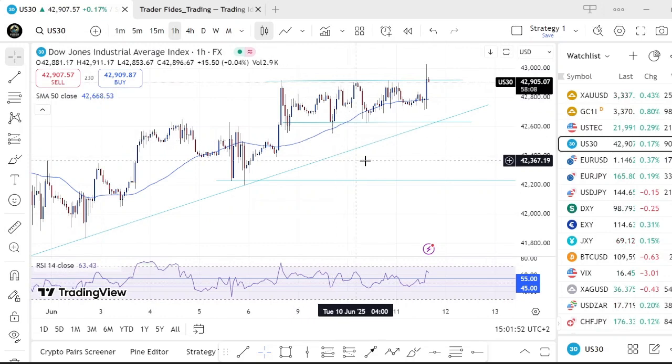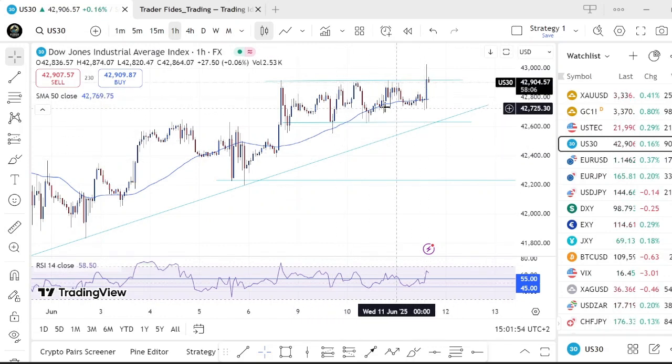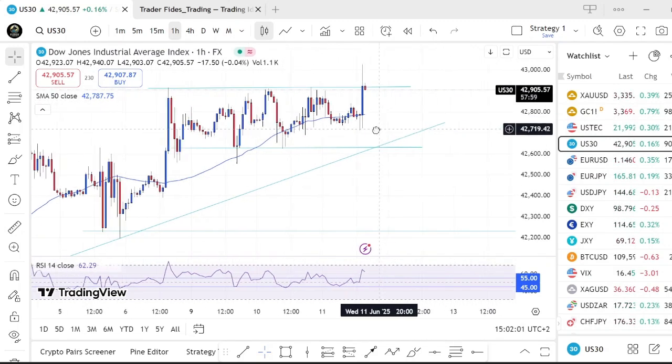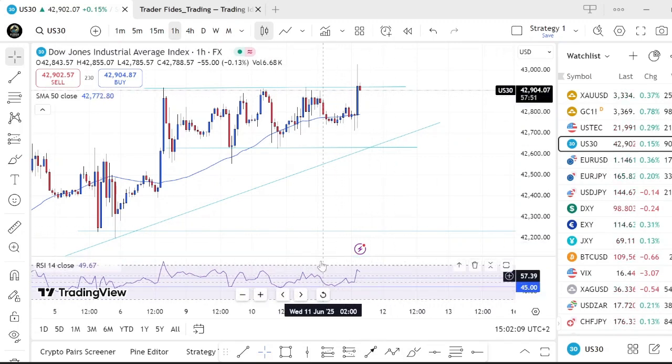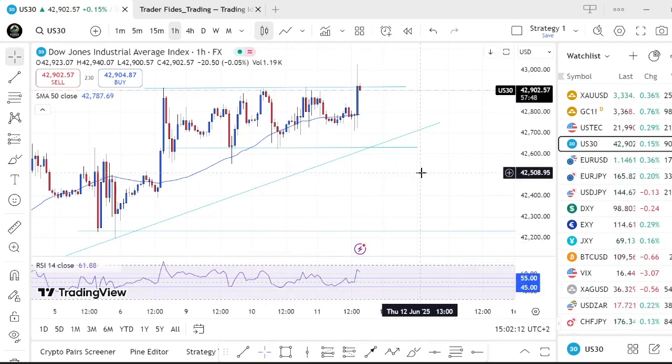As it stands on the 1 hour time frame, price is trading above the 50 SMA after multiple retests and a lot of wick rejections to the upside on the candlesticks. We can see that this last hour closed with a massive full-bodied bullish candle with wick rejections both to the upside and the downside, and we are sitting with bullish momentum on the RSI.